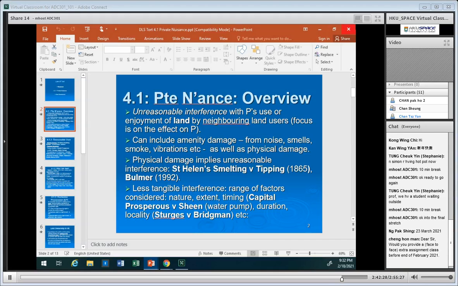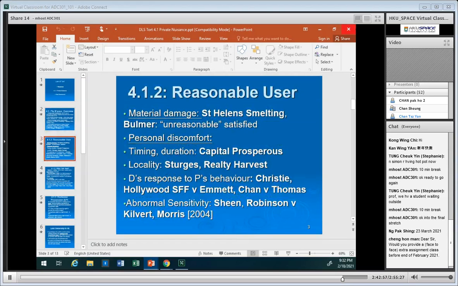But also, the ACL and Bulmer case is a must-know case as well. We'll be looking at that. Bulmer's on page 97. Physical damage to the plaintiff's land is unreasonable interference. Full stop. Okay? But less tangible interference, it's really going to be up to the court on the facts of a case to decide whether the interference is unreasonable. And the next PowerPoint does illustrate some of these points.